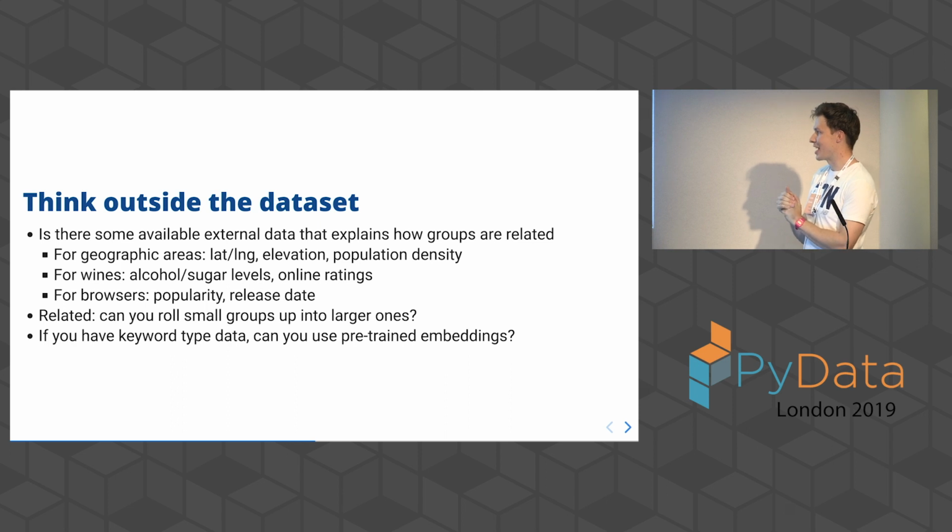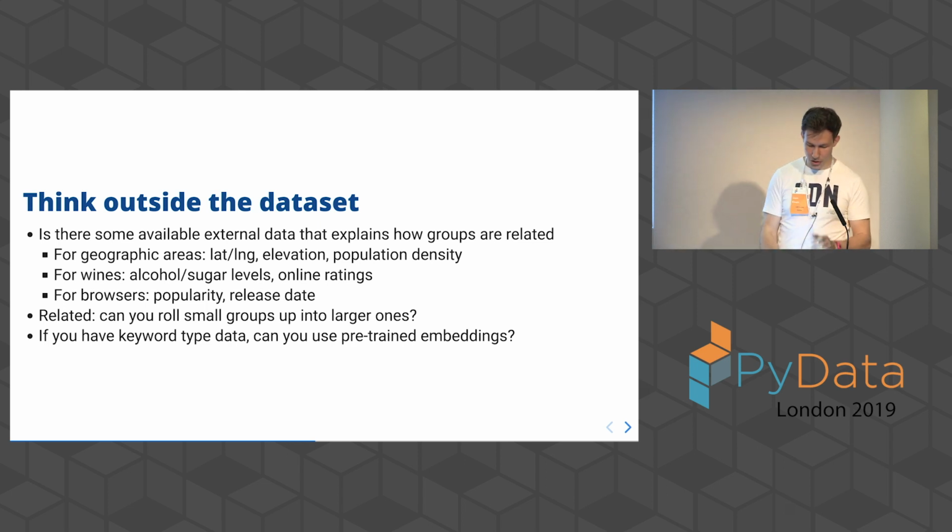For wine, you might look at alcohol or sugar levels, something about what's in the wine, some online ratings scraped from a website. If you're working on a website and you have user sessions from different browsers, Firefox, Chrome, i.e. different versions of each, maybe you just plug those in, or maybe the release date of the browser will tell you something about the kind of user that you're interacting with. So I just think thinking about that kind of thing is quite important.